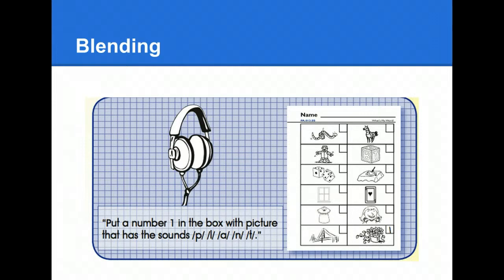So, yes, you'd say, put a number in a box with a picture that has the sound plant, and you identify plant. You can say it, smash it, like we talked about. Plant, smash plant. Kids like smashing things. You get slinkies to do it, so you say plant, and then you smash it back together with the slinky. So that's what blending means. You're blending the sounds.